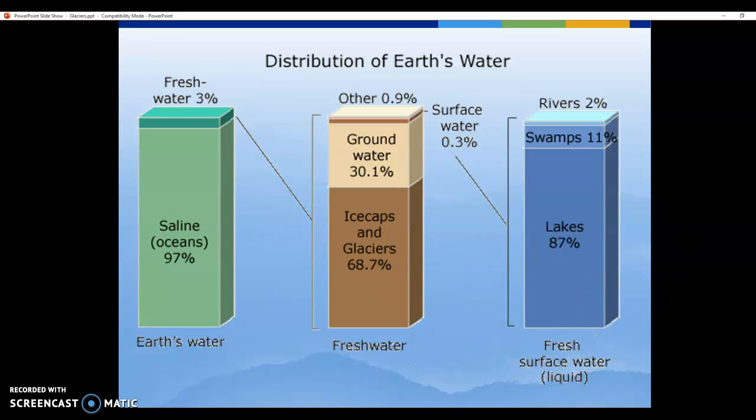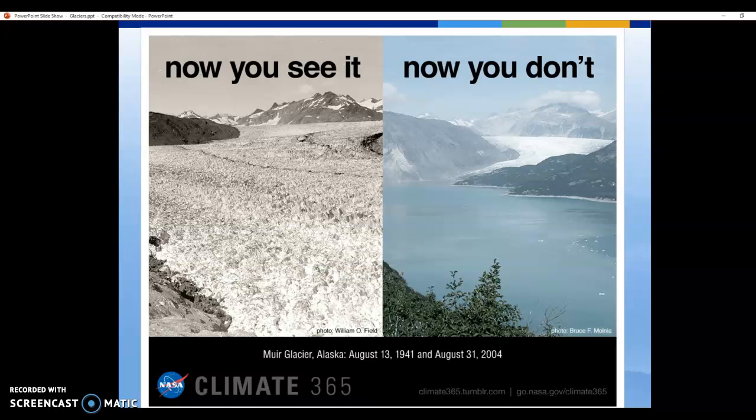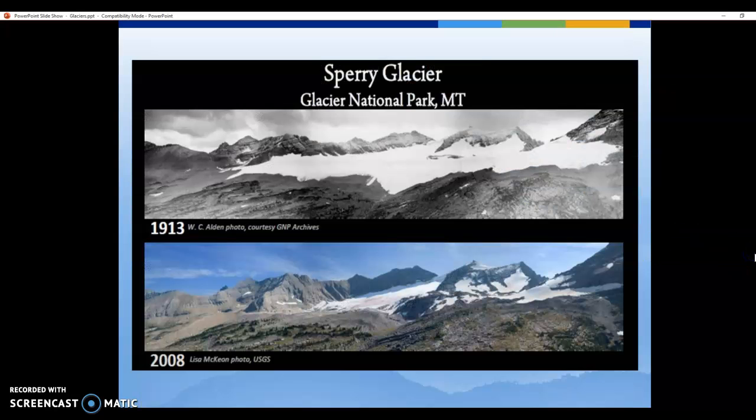And so we would like to keep it that way, but here are a few graphic images that show the change in areas over time. Here we have the same area in 1941 and again in 2004. You can see that there's dramatically less ice in that location. Another similar picture, larger time gap between the two.